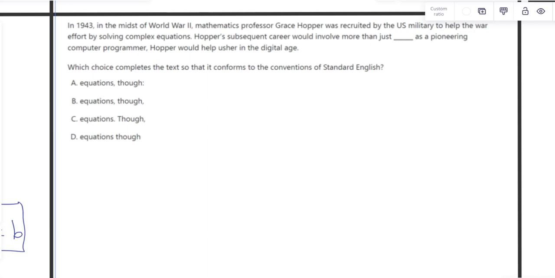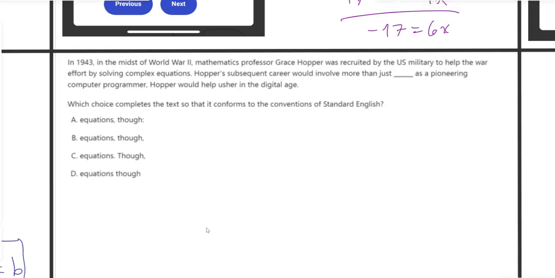So this one is a reading question. It says, in 1943, in the midst of World War II, mathematics professor Grace Hopper was recruited by the U.S. military to help the war effort by solving complex equations. Hopper's subsequent career would involve more than just blank, more than just equations, though. As a pioneering computer programmer, Hopper would help usher in the digital age.